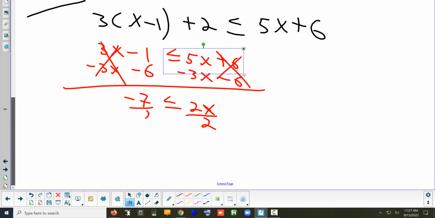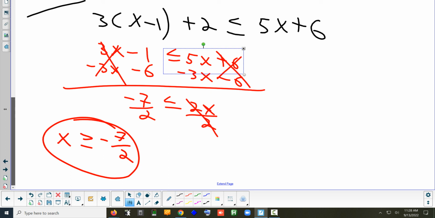And divide by 2. So we get, if you want to write this with the variable on the left, x is greater than or equal to negative 7 halves. Now here, this rewriting step that I did had nothing to do with dividing by a negative. I just wanted to rewrite it with the variable on the left. Questions on that? Questions on how you would translate that to an interval? It would be an unbounded interval from negative 7 halves to infinity, closed on negative 7 halves.